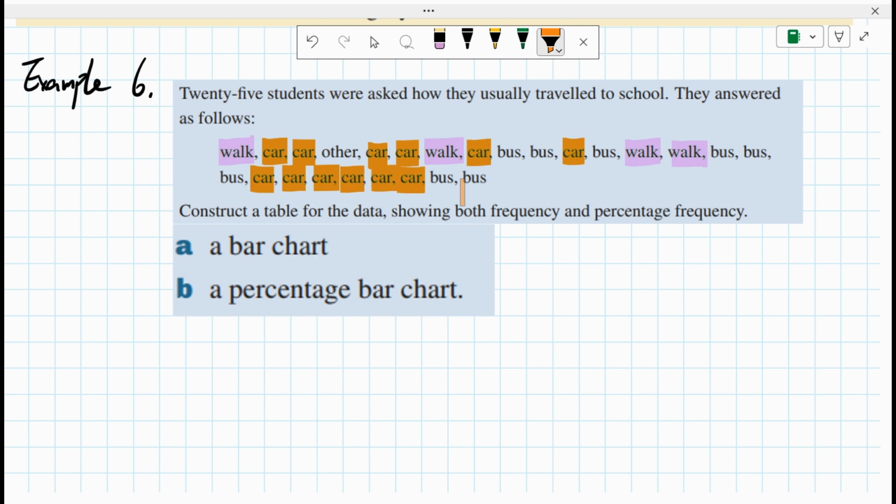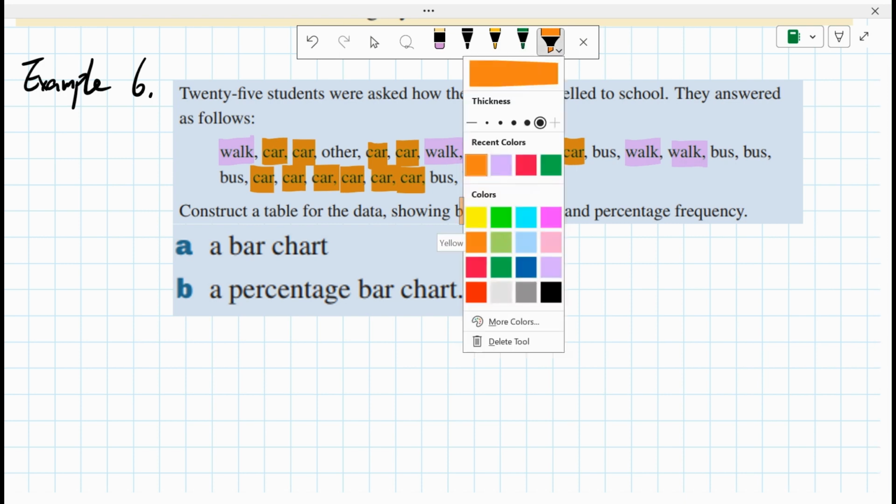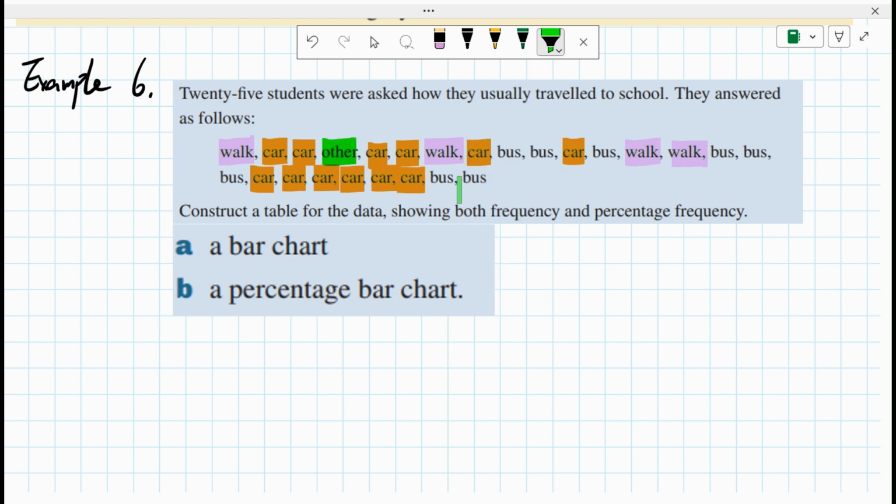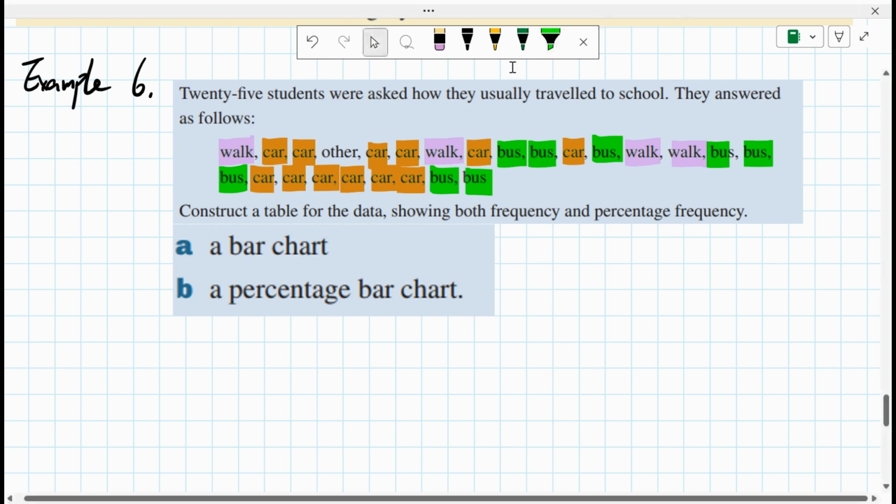And bus in the blue. So actually green will be better. Green. Sorry, I selected the wrong thing. You can see we have others as well this time. Okay, others I will leave blank. Okay, now because here is something we call others, it has to be considered as well.